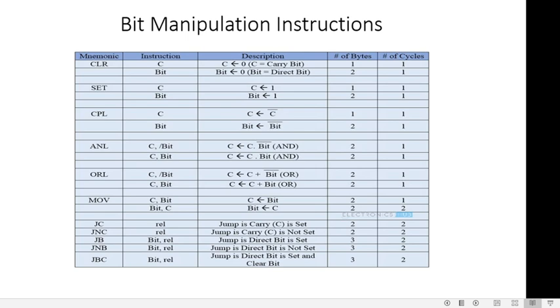Same thing for jump if bit, JB. JNB means jump if not bit. That means if the bit is set, in the case of JB, it will jump. In the case of JNB, it will jump if the bit is not set, means it is 0.